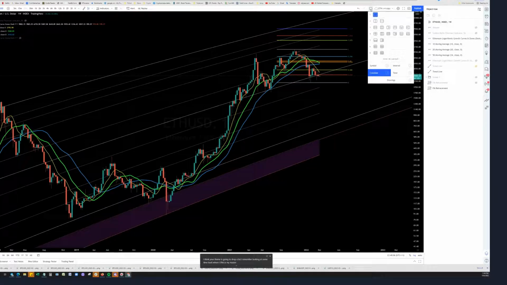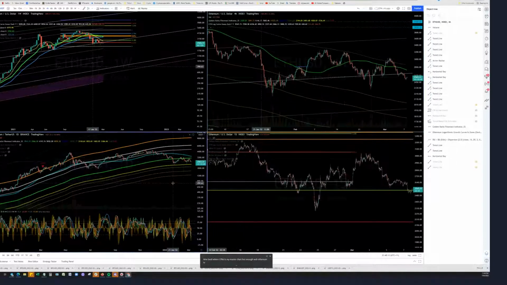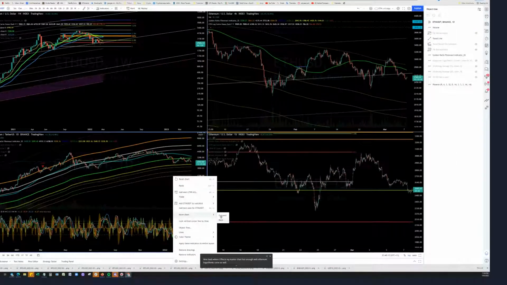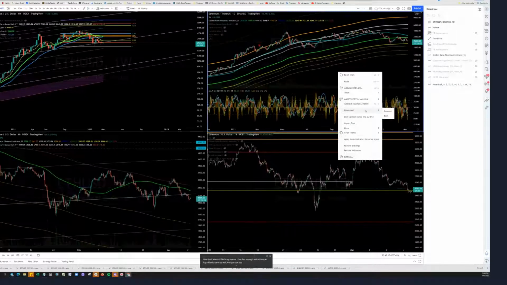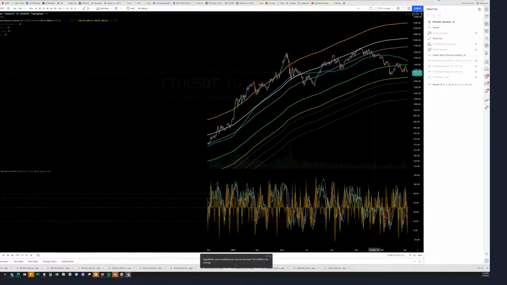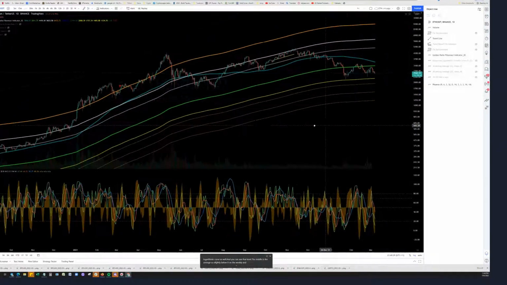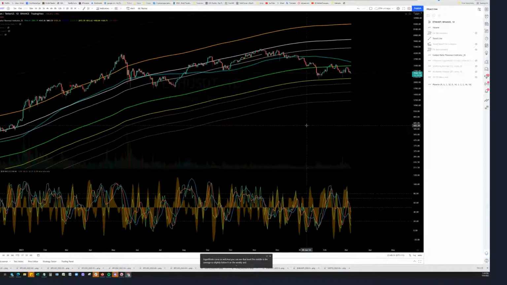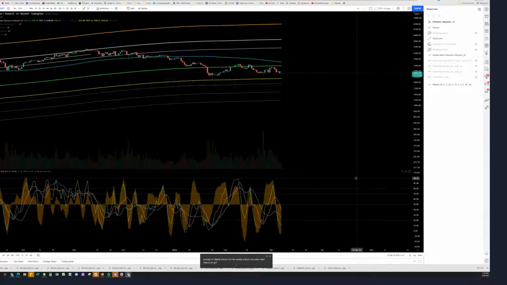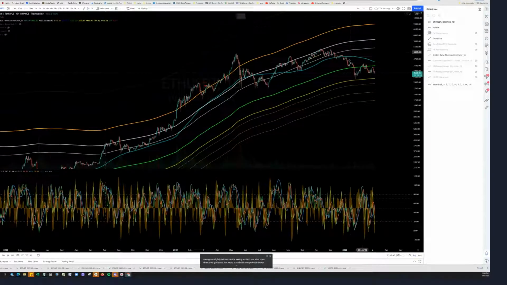Let's see what other charts we got. Let me just, actually, this one's probably better. This is another golden ratio Fibonacci channel. So I've got the daily, and you can see the daily with the Fibonacci is very low down momentum. Downward pressure is still there.